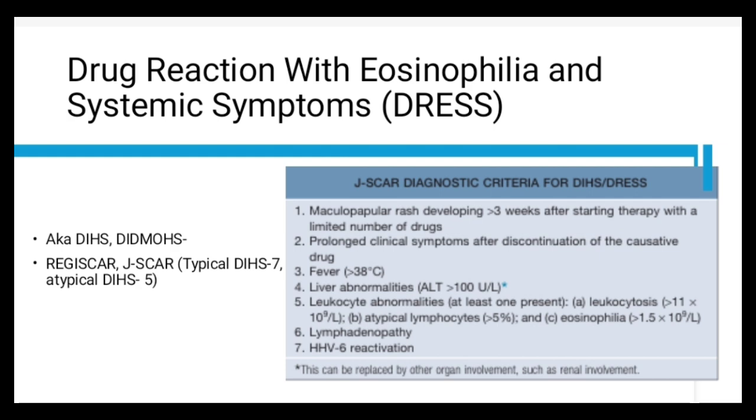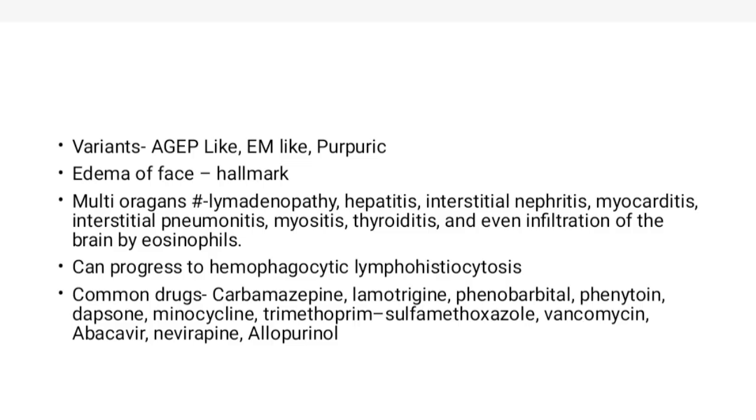And variants of DRESS would be AGEP-like, EM-like, purpuric. Edema of the face will be hallmark. Multiple organs involvement would be present in the form of lymphadenopathy, hepatitis, interstitial nephritis, myocarditis, interstitial pneumonitis, myositis, thyroiditis, even infiltration of the brain by eosinophils. Can progress to hemophagocytic lymphohistiocytosis.